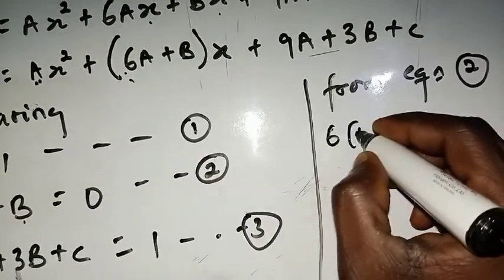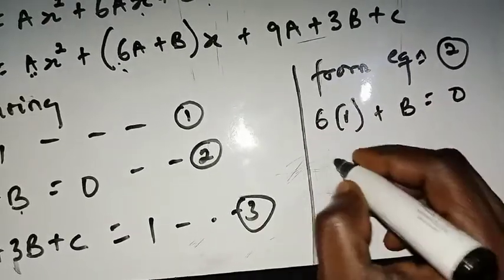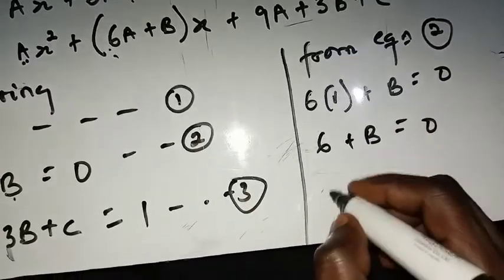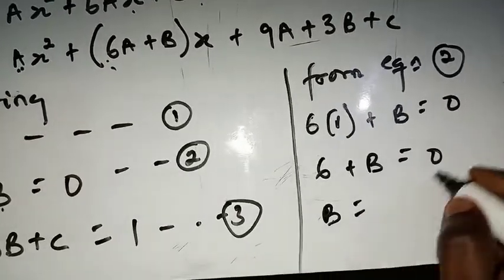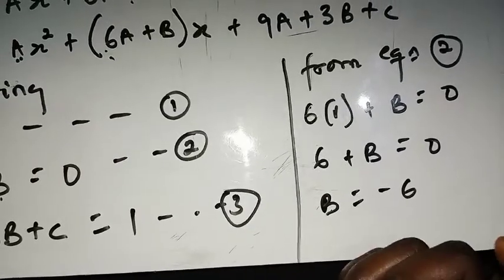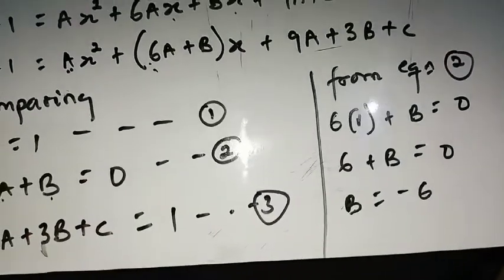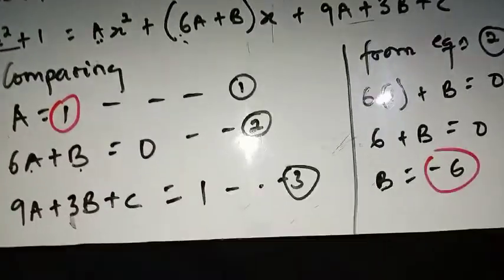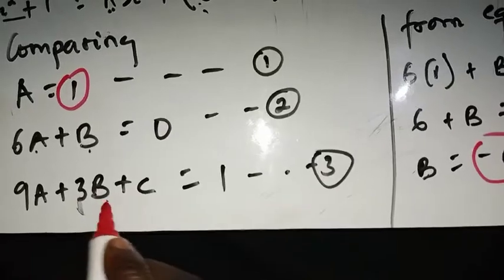That tells me 6 multiplied by 1, plus b equal to 0. So this is 6 plus b equal to 0. Subtract 6 from both sides of the equation, and that tells me that b is equal to negative 6, right? So that is how simple you find b. Once you have the values of a and b, we can easily determine the value of c by just replacing a and b in the third equation.